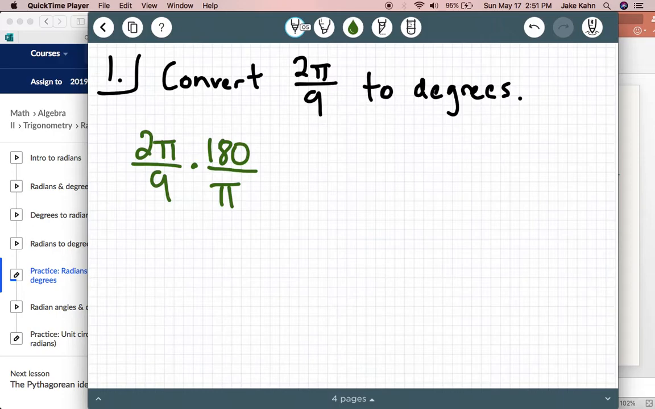So the first thing that you do when you're converting radians to degrees is cancel out those pi's. Pi on top and pi on bottom, you can cancel those out. You're going to get a degree number without pi, which is what we want. Next, if there's anything on top and bottom that are divisible by a common factor, you should simplify that. I see 9 on the bottom and 180 on top, and I know that both of these numbers are divisible by 9. So I'm going to divide the 9 by 9, and I'm going to divide the 180 by 9.